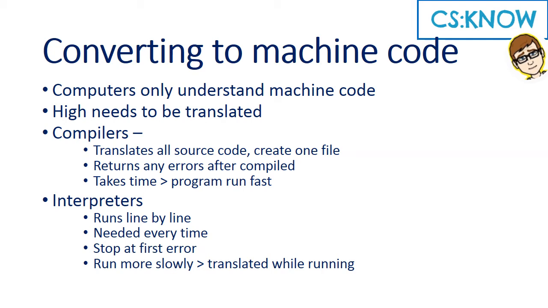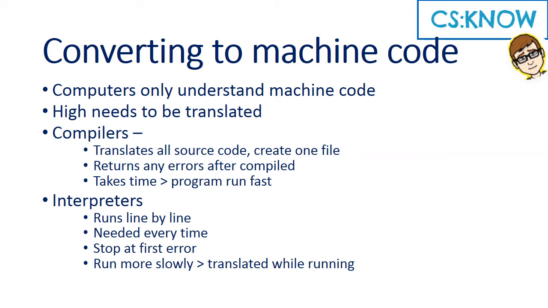A compiler translates all the source code and creates one file. So it opens up the file, it goes through the whole thing, and it makes one executable file. It returns any errors after it's been compiled. And it takes its time, but the program will run faster. So that's like proofreading a book. You read the whole book, and at the end, you then say, well, on page 23, there was this bit, I didn't like this, blah, blah, blah. But it takes a long time to get through it, but it's faster.